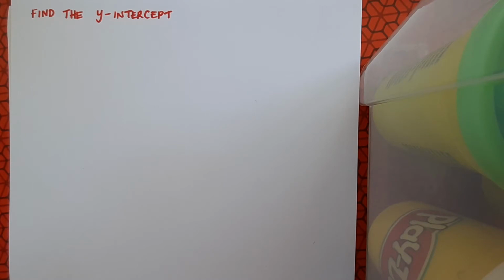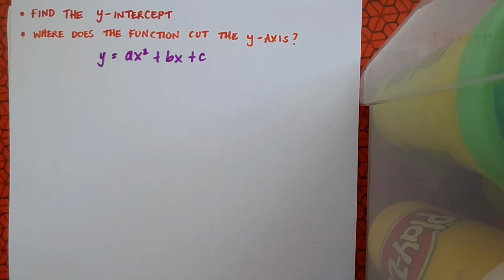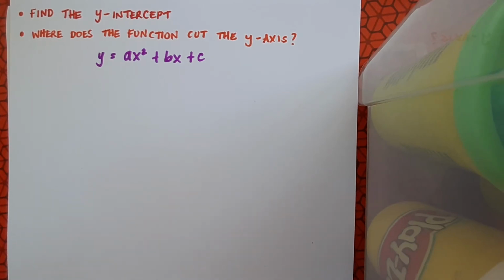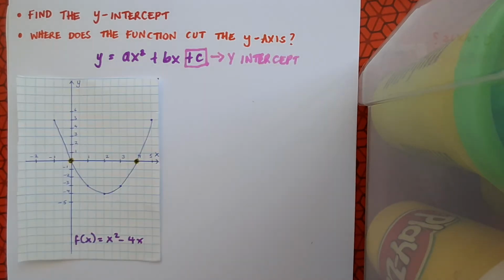Next, let's look at finding the y-intercept. Another way of phrasing this is, where does the function cut the y-axis? While we will be using the graphs to interpret these answers, it's important to note that we always get a big clue about the y-intercept, because it's always going to be the value of the constant at the end of the quadratic. Let's look through each of our functions in turn.